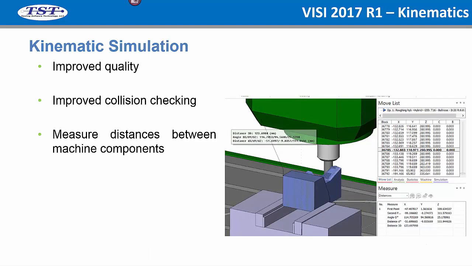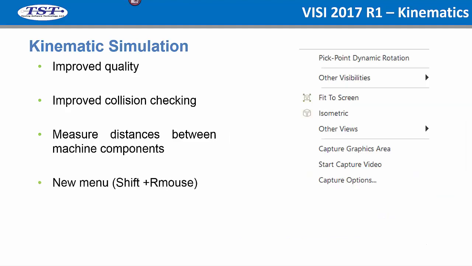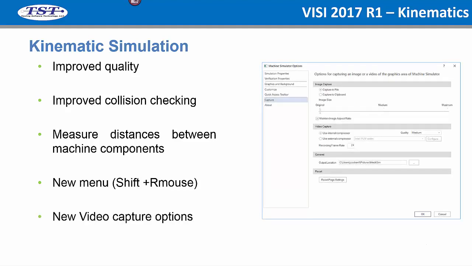Also in R1, some enhancements to the kinematics, some improved quality, improved collision checking, ability to measure some distances. We also have a new menu, shift plus right mouse, and some video capture for the machine simulator options.